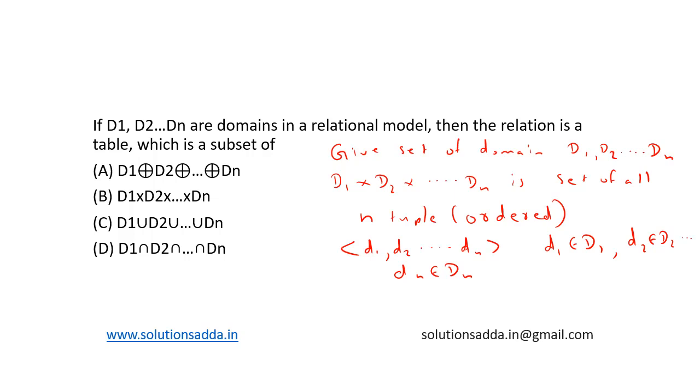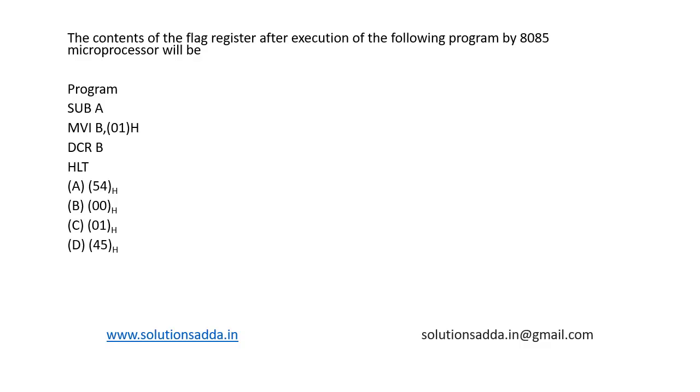So based on the options, option B, D1 cross D2 cross etc. Dn is the right choice. This is a question from microprocessor. The contents of the flag register after execution of the following program by 8085 microprocessor will be what?